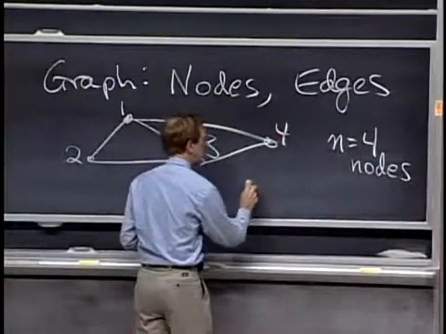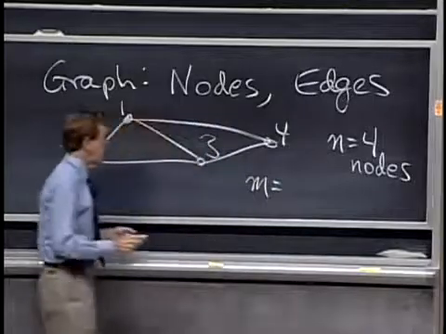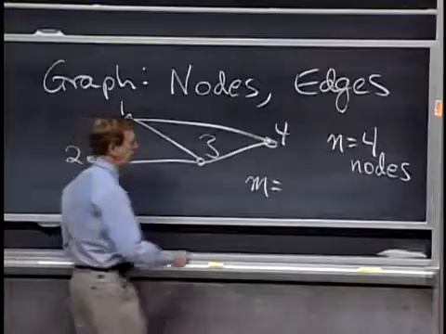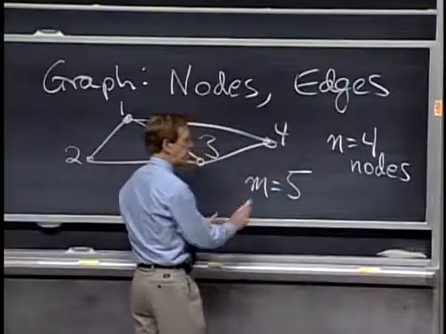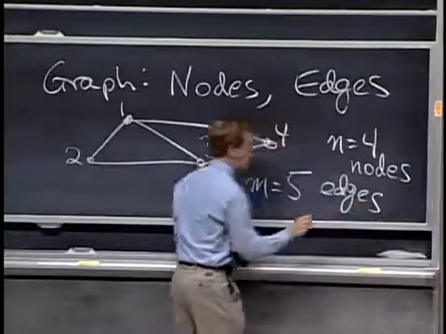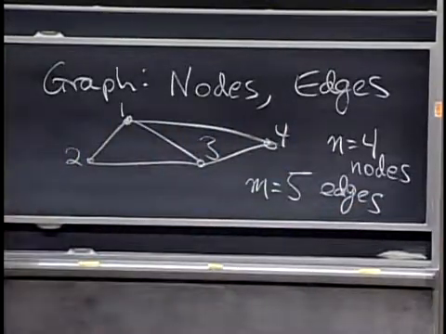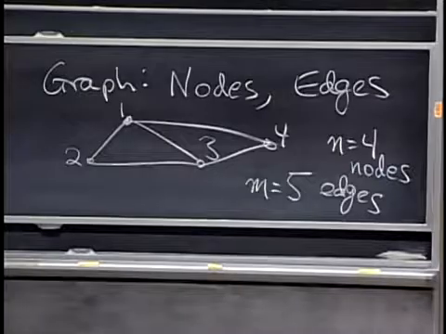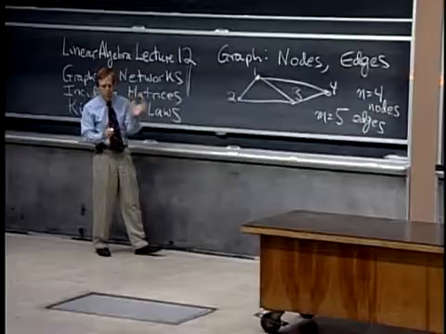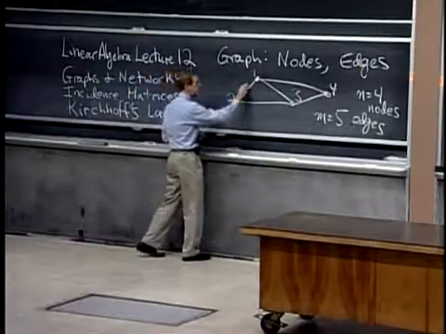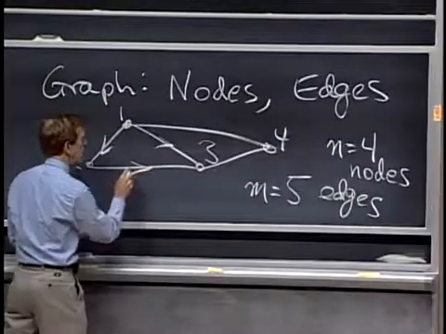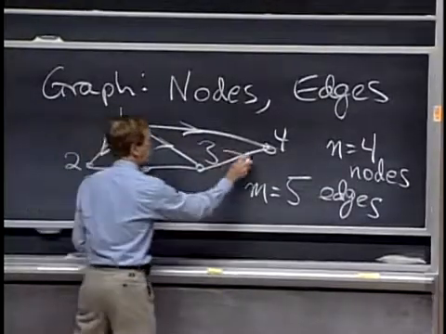And the matrix will have m equal the number. There will be a row for every edge. So I've got 1, 2, 3, 4, 5 edges. So that will be the number of rows. And I have to write down the matrix that I want to study. I need to give a direction to every edge. So I know a plus and a minus direction. So I just do that with an arrow. Say from 1 to 2, 1 to 3, 2 to 3, 1 to 4, 3 to 4.